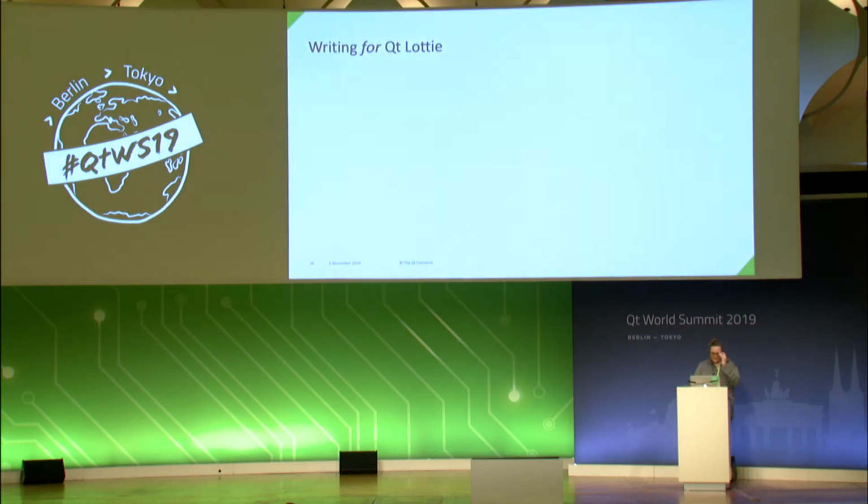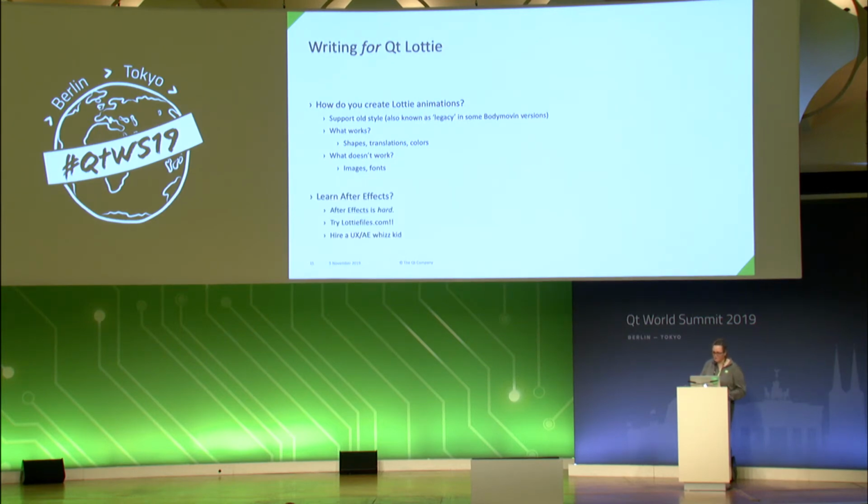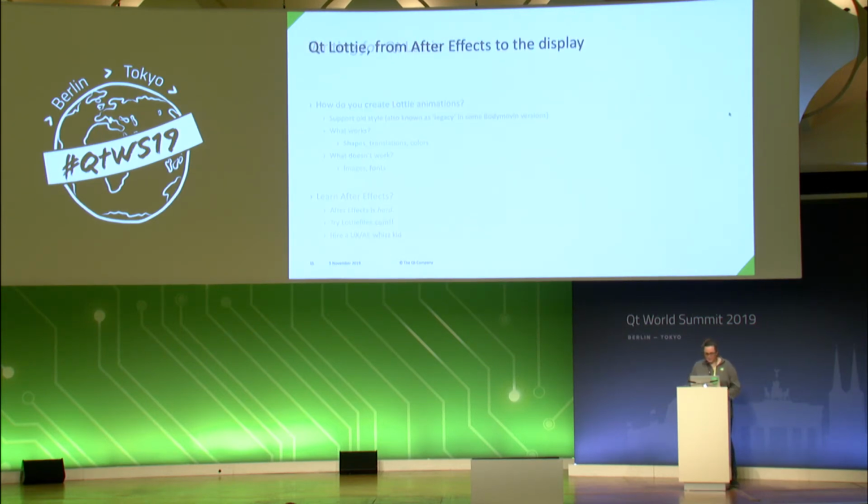So that's the basic Lottie, how you create the Lottie animations. You use After Effects and you run it through the Bodymovin plugin. Okay, so once you've done that, you would then need to embed it in your application itself.